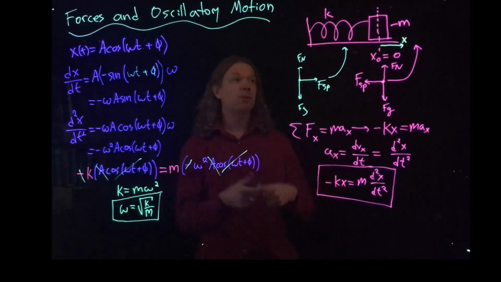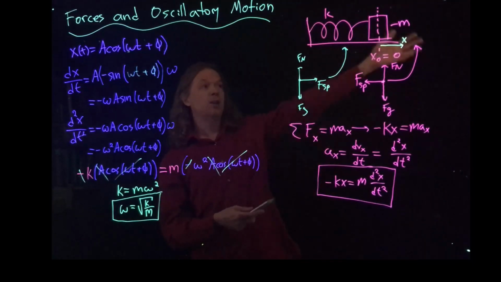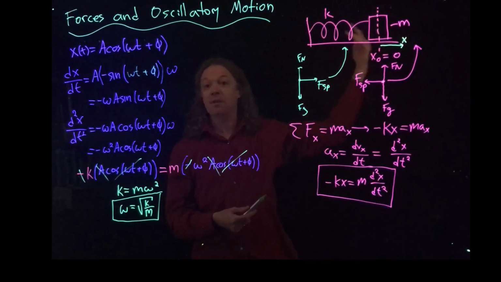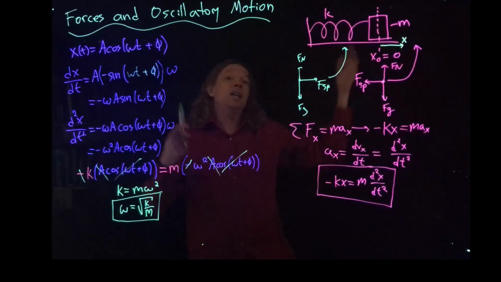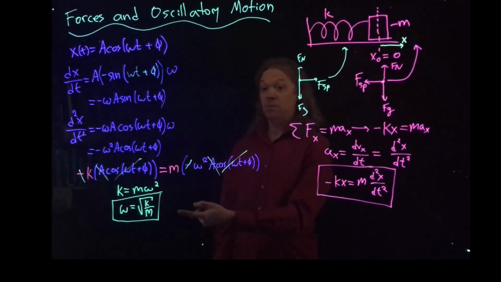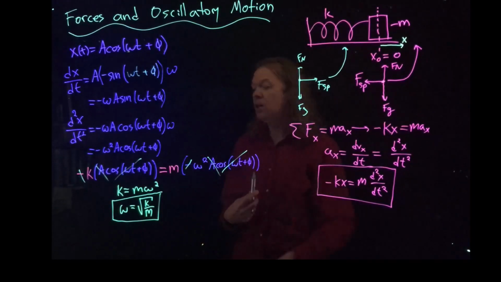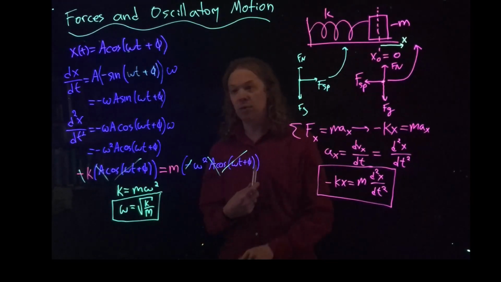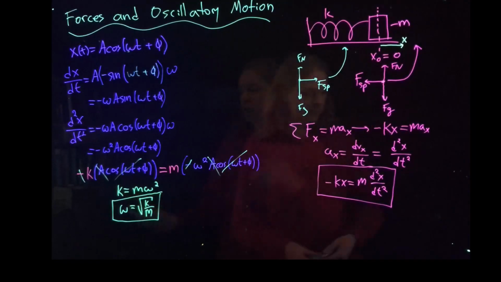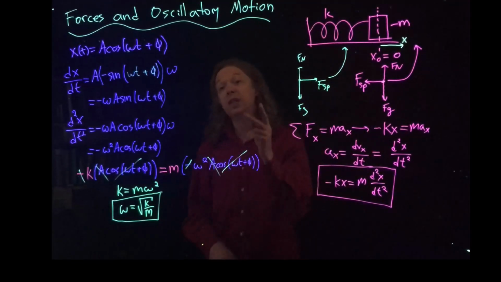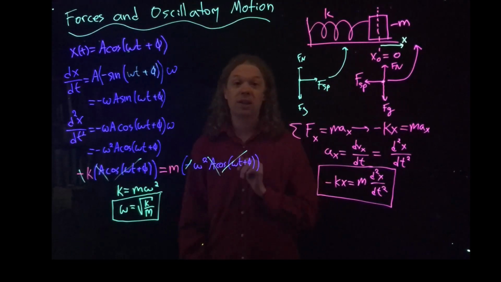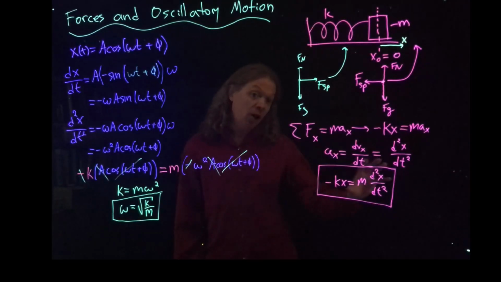But if I give you a problem, here's a spring, here's a mass, it's bouncing back and forth. What is the angular frequency of the oscillation? There it is, right? You don't have to go through this whole calculus thing. You just say, oh, the angular frequency is the square root of k over m. Done.